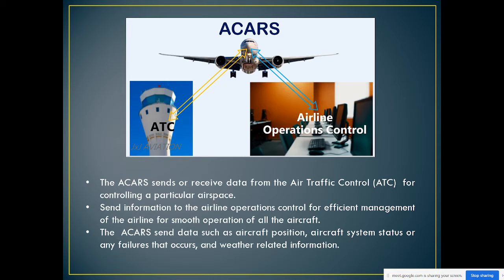The ACARS sends or receives data from the air traffic control, or ATC, for controlling a particular airspace. It will also send information to the airline operation control and management of the aircraft to ensure smooth operation of all the aircraft. The ACARS sends data such as aircraft system status or any failures that occur and related information.